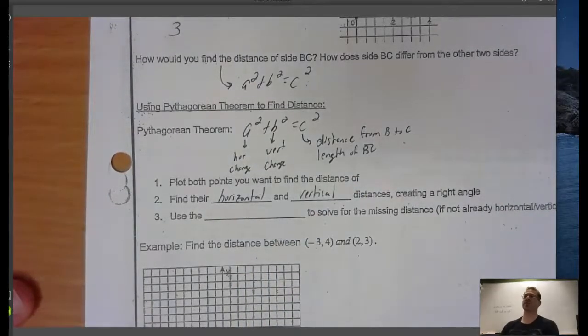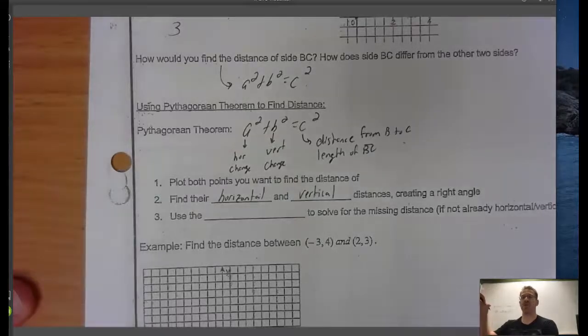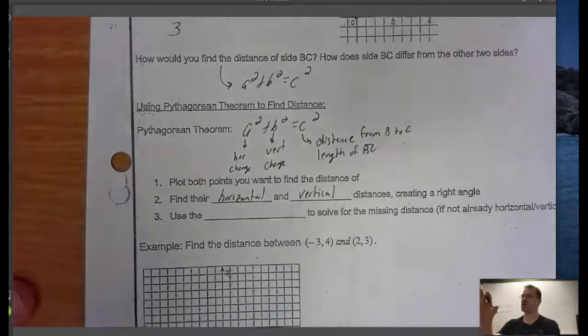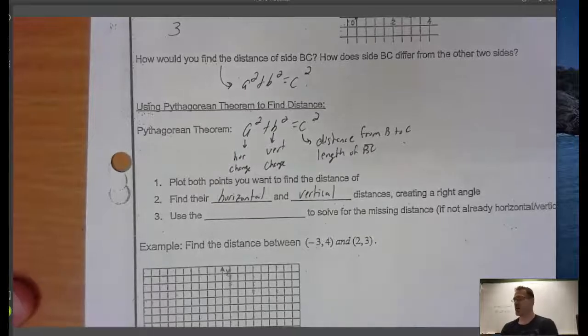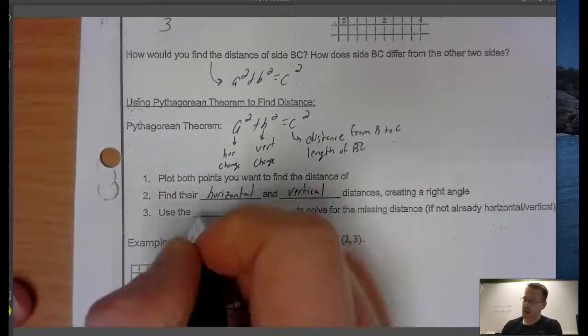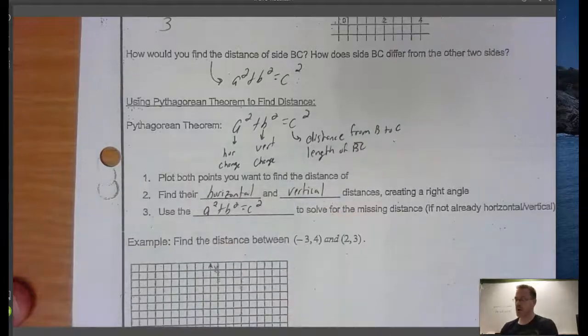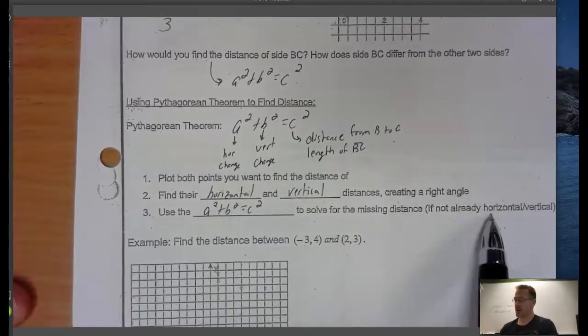And once again, if I'm going too fast, you can watch me write, and you can pause the video and then fill in your notes if you need to, or you can pause and listen. Then we're going to use the Pythagorean theorem, which is a squared plus b squared equals c squared, to solve for the missing distance, if it's not already horizontal and vertical.